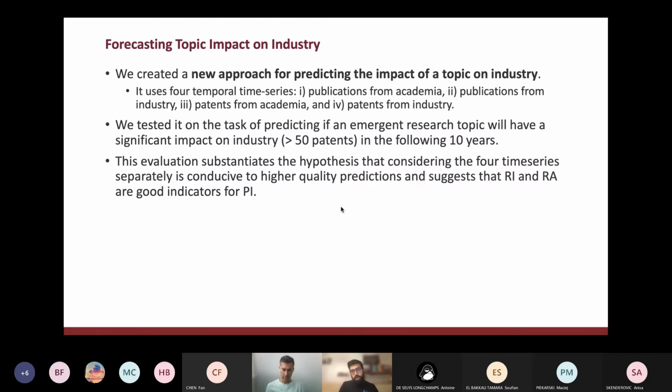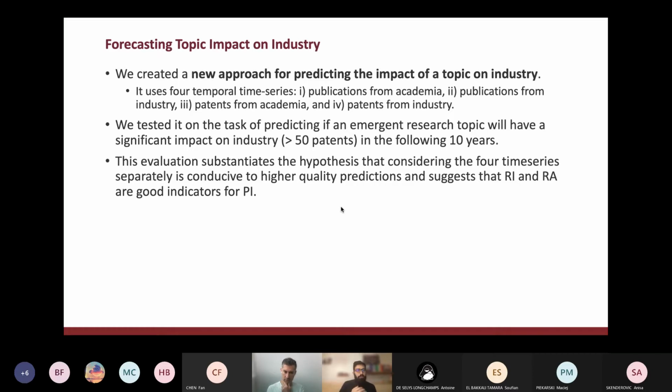So this is just one thing. Another thing is forecasting topic impact on industry. We created a new approach for predicting the impact of a topic in industry, so whether a topic will become really relevant in industry, because eventually that is the objective of research: making sure that something becomes appealing for industry so that it can be commercialized and the whole society can benefit from this technology or this commercialized product.